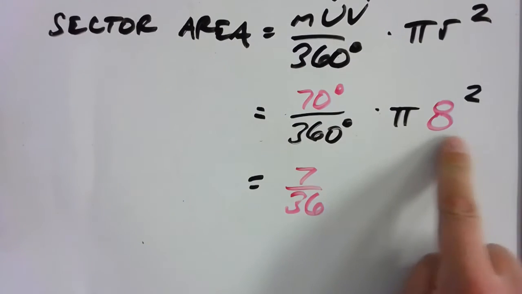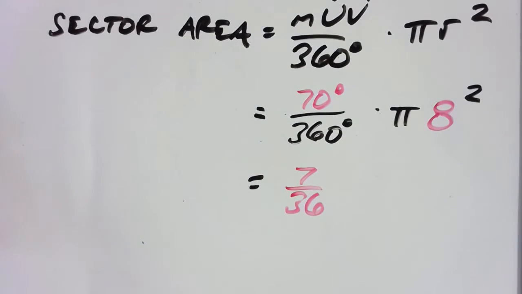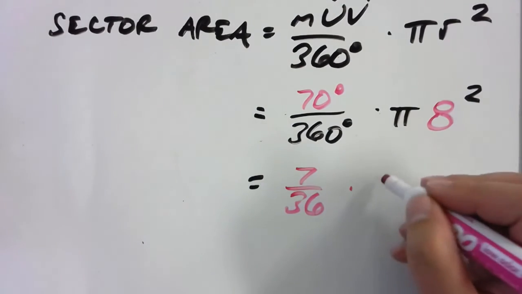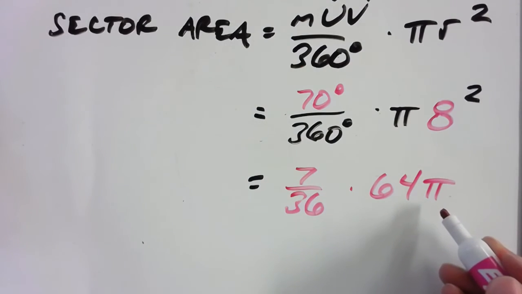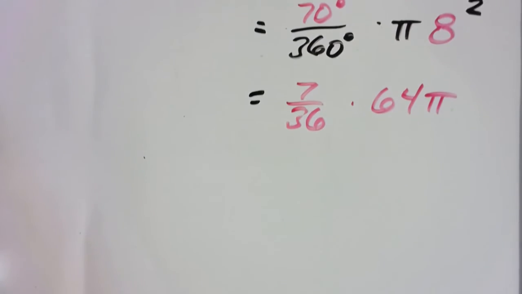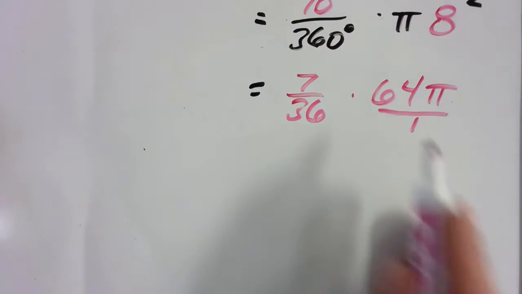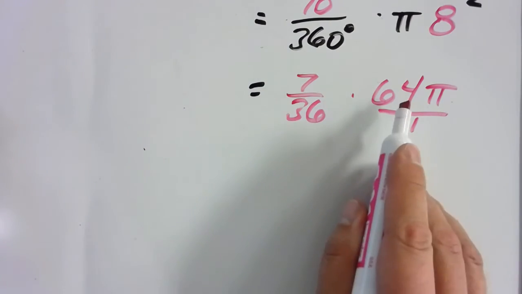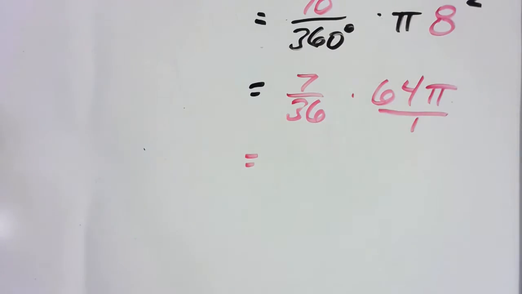And then this right-hand side, 8 squared, I can actually do on a calculator. 8 times 8 is 64. So that would be multiplied by 64 pi. I'm leaving the pi in there to keep it exact for right now. And then this is technically over 1, for the record. That's important because when I multiply fractions, I go numerator to numerator, denominator to denominator. So this comes out to be 7 times 64.